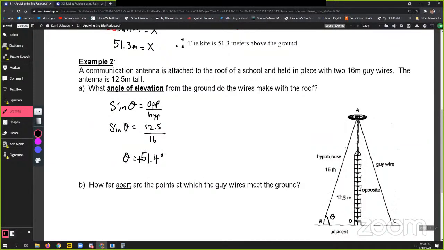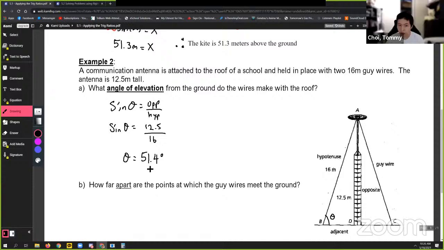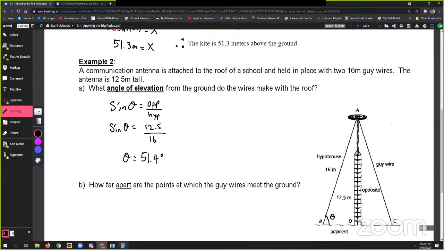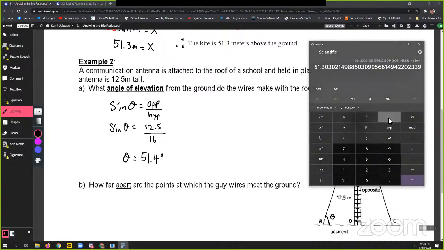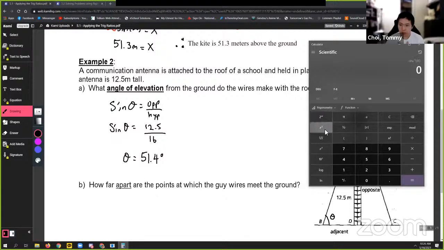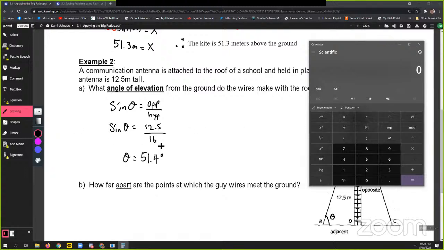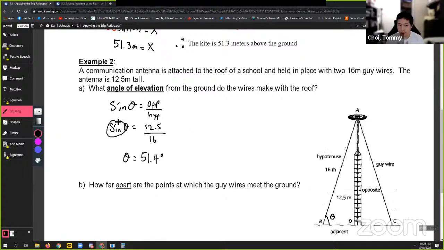Sorry, I got a wrong answer. How did you type it in your calculator? So I put sin, and then I put 12.5, divided by 15. Did you forget to do sine inverse? Oh, I didn't do that. You're doing the opposite. So try doing sine inverse. So you are doing sine, but you want to make sure you do sine inverse. Everything else you typed was correct, Angie. So just make sure it's sine inverse. You should get 51.4.